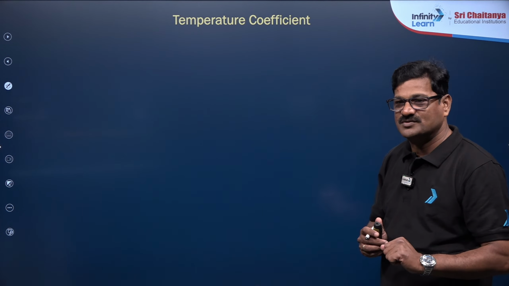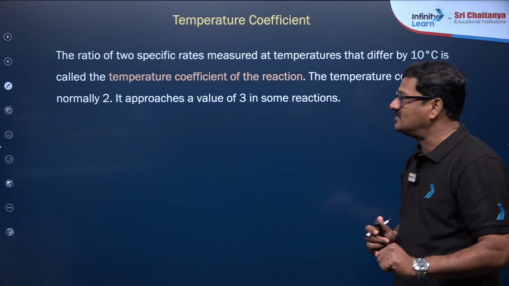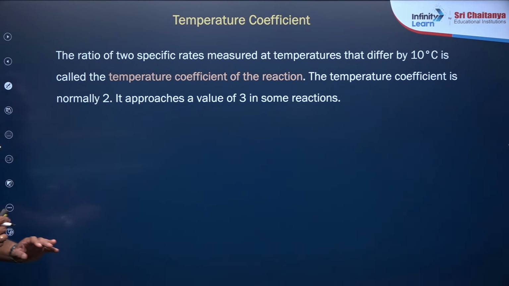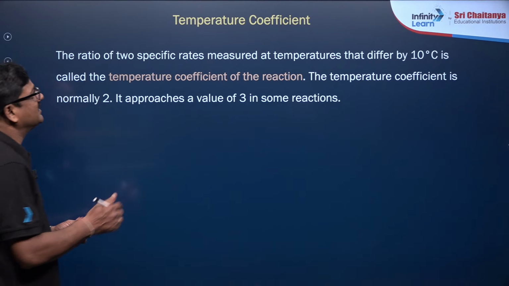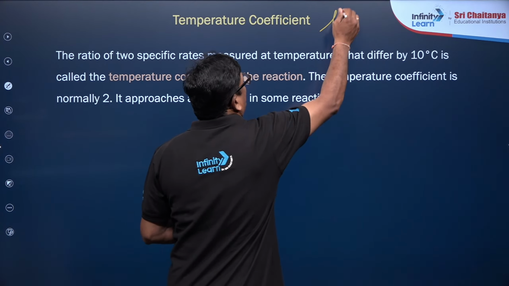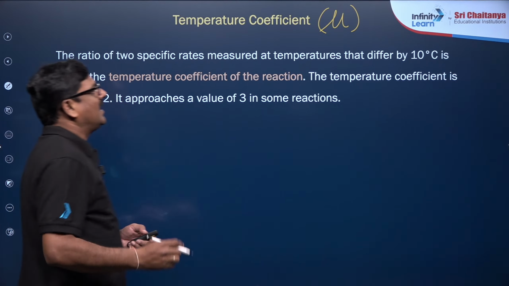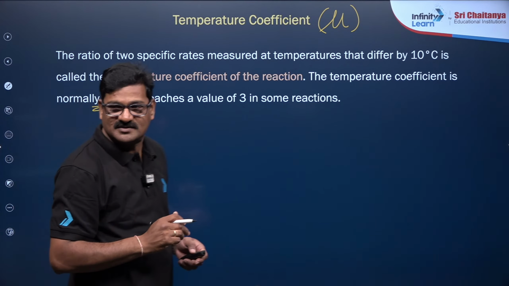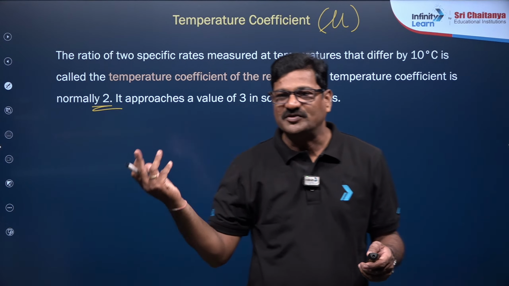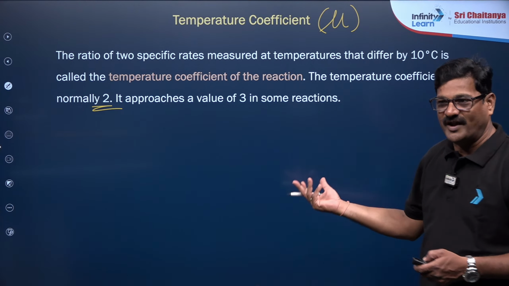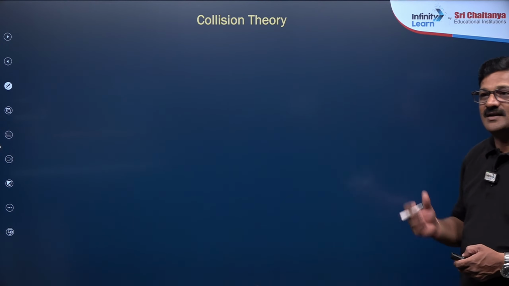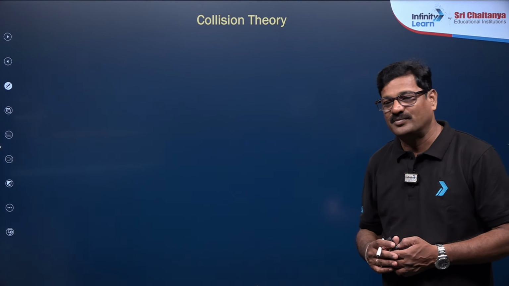In this temperature quotient, the ratio of the specific rate measured at temperatures differing by 10 degrees centigrade is called the temperature quotient of the reaction. That is indicated by mu. The temperature quotient is normally 2 for most reactions, and in some reactions it is going to be 3. So this is given as such, and collision theory is also very important.